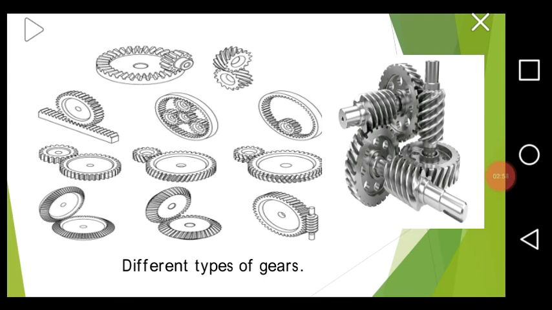Additionally, if the gears are not of equal sizes, the machine or system where they are fixed experiences a mechanical advantage, which allows for a change in the output speed and torque. The torque is the force which causes an object to rotate.